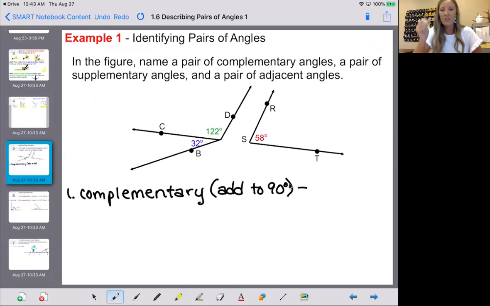So can you find two angles in that picture there that when you add them together, you get 90 degrees? So if you look at this 32 right here, if I add 32 and 122, is that going to give me 90 degrees? Well, of course not. What about if I added 32 and 58? If I do 32 and 58, does that give me 90?